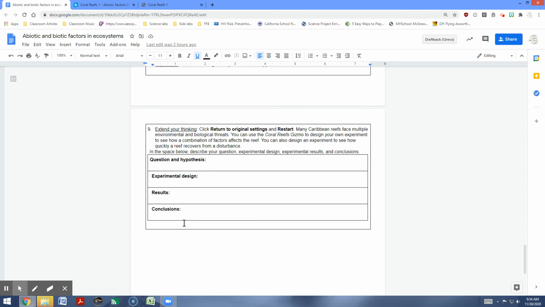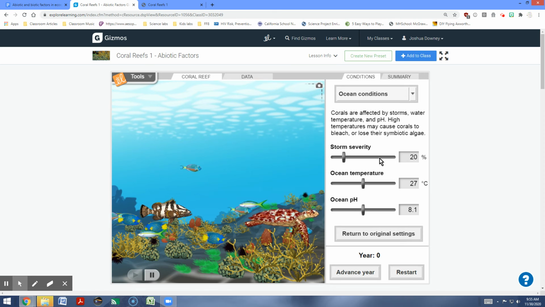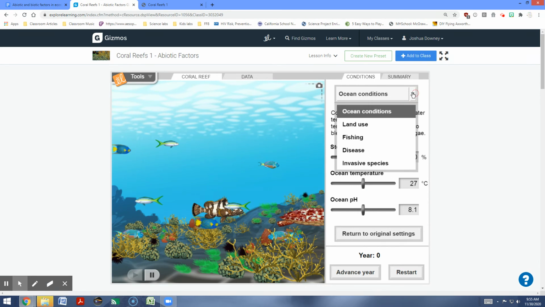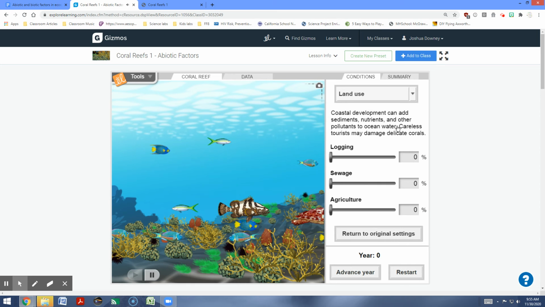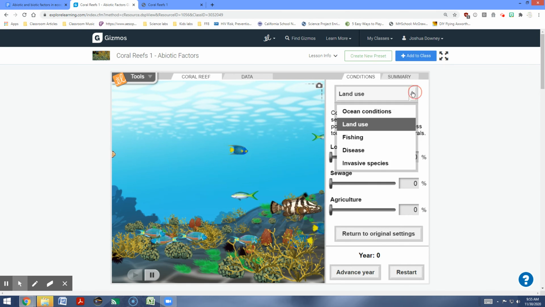Which brings us to our last portion of this gizmo. And this is the big one that we're going to be looking at, the extend your thinking. You're going to be creating your own experiment. You're going to test your own thing, okay? So you can test how different storms, you can test how the temperature, you can test pH, you can look at the different land uses, logging, dumping sewage, agriculture nearby.